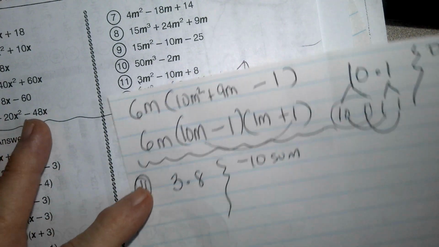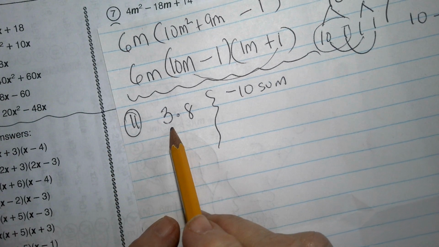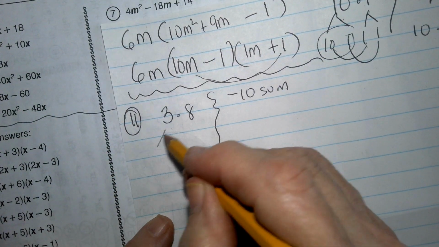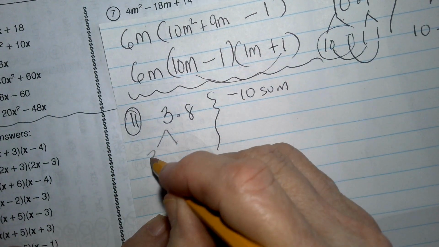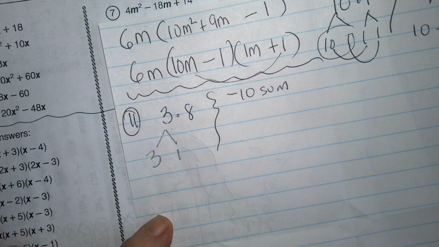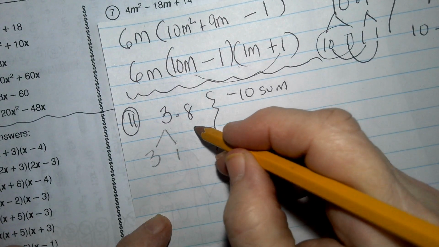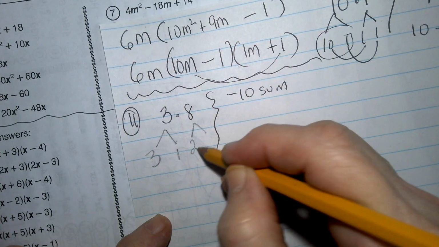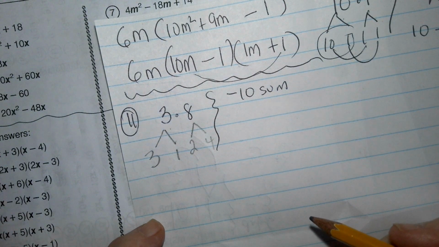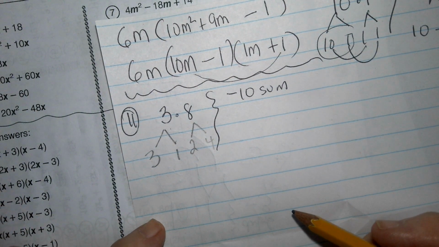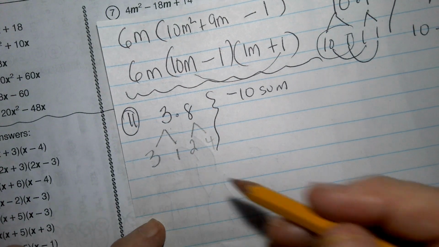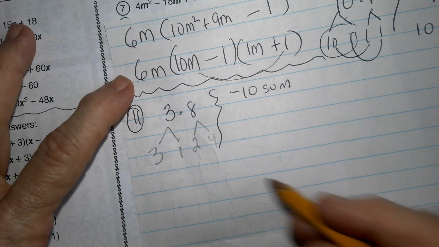So what's the only factor of 3? What times what? 3 times 1. What do you want to try on the 8? 4 and 2. Okay, so 2 and 4. Is that going to do it? Yes. Well, 3 and, oh, that's it.